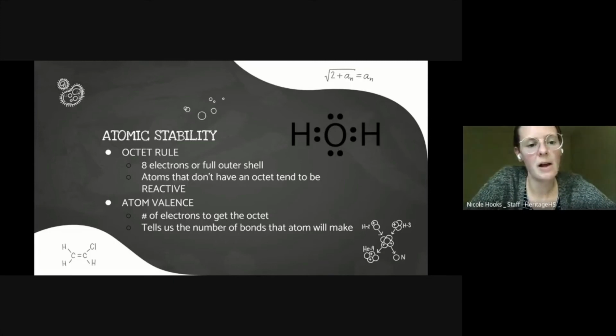So let's talk about octet rule and valence a little bit more. So the octet rule is essentially saying that an atom must have 8 electrons or a full outer shell to be stable. Atoms that don't have 8 or a full outer shell are very reactive. Atomic valence is the number of electrons to get to an octet. This tells us the number of bonds that an atom will most likely try to make.